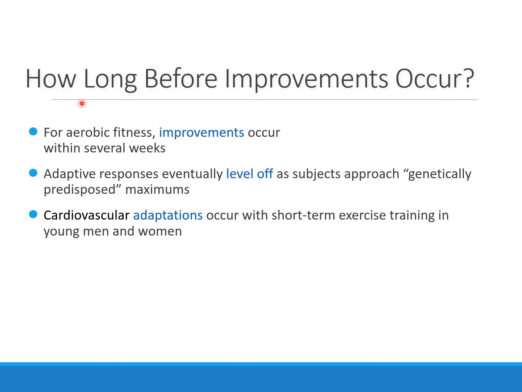Okay, so you have a patient or a client, or even for yourself, you've started to do some exercising. Now, how long is it going to take before improvements occur? Well, for aerobic fitness, usually it takes several weeks. And then those adaptive responses will start to level off once they kind of hit their peak based on their genetics. Cardiovascular adaptations occur with short-term exercise training in young men and women. So we can actually see that there are changes that happen in the cardiovascular system very quickly, but we'll start to see other effects a little bit later on within that several week timeline.